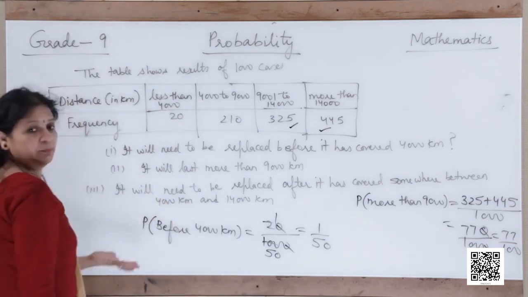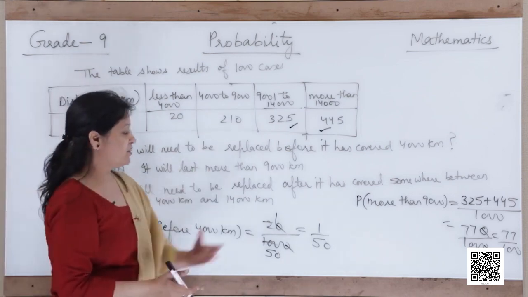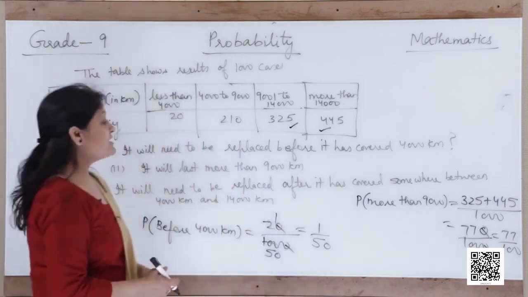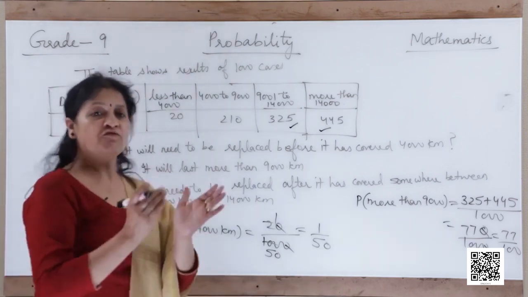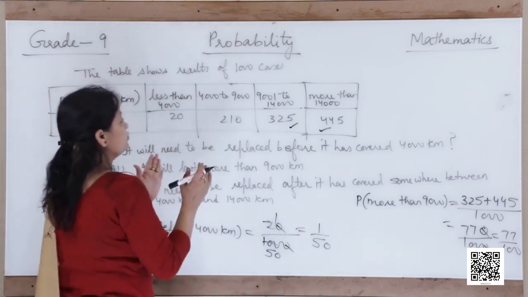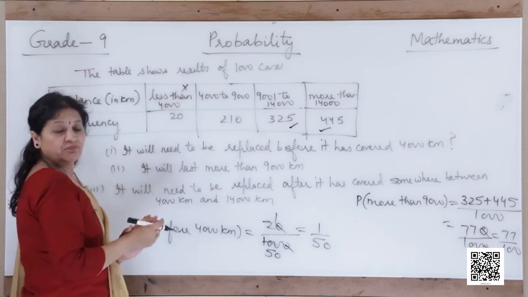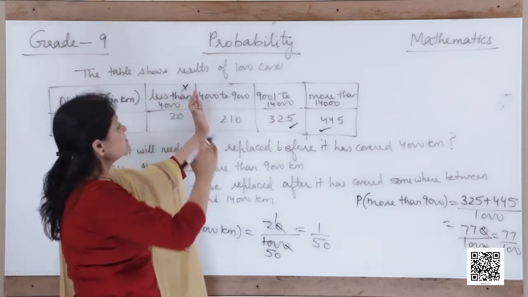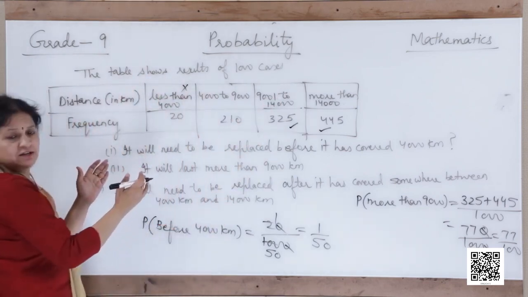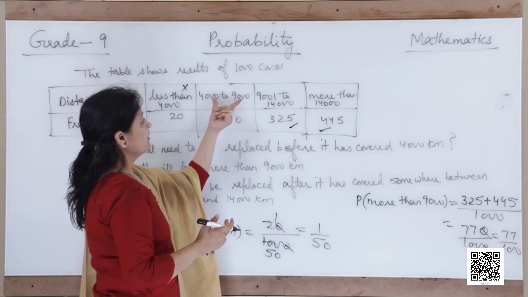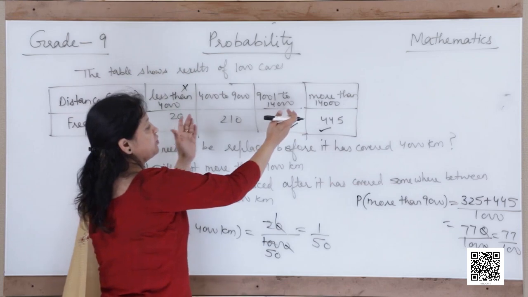Now please check for the third part. Find the probability that it will need to be replaced after it has covered somewhere between 4,000 and 14,000. Between 4,000 and 14,000 you can check. It is less than 4,000, so we will not take this. They said between 4,000 means more than 4,000 and less than 14,000. So which two cases will be there? This will be there. Between 4,000 and less than 14,000.